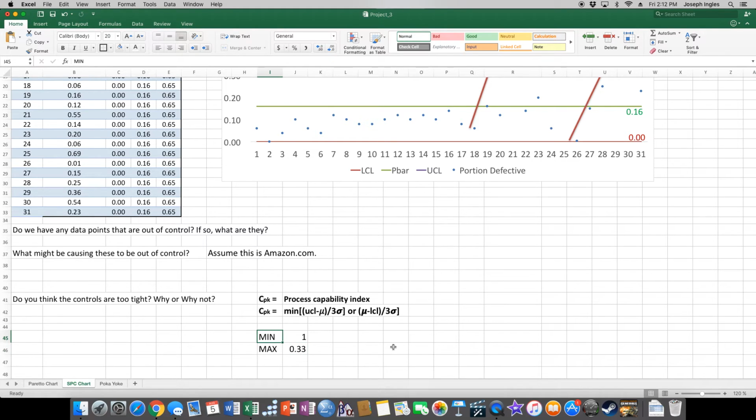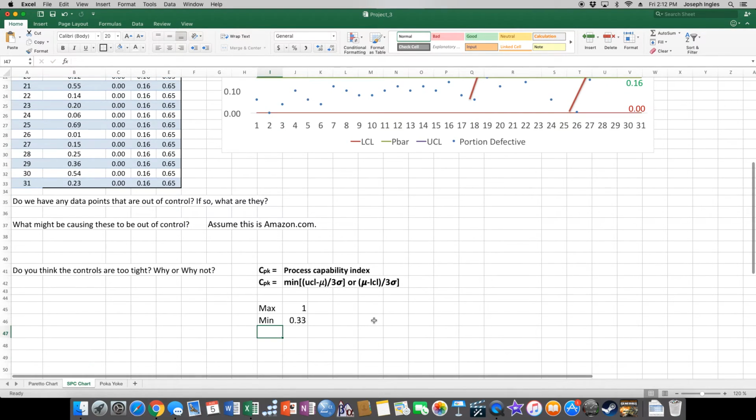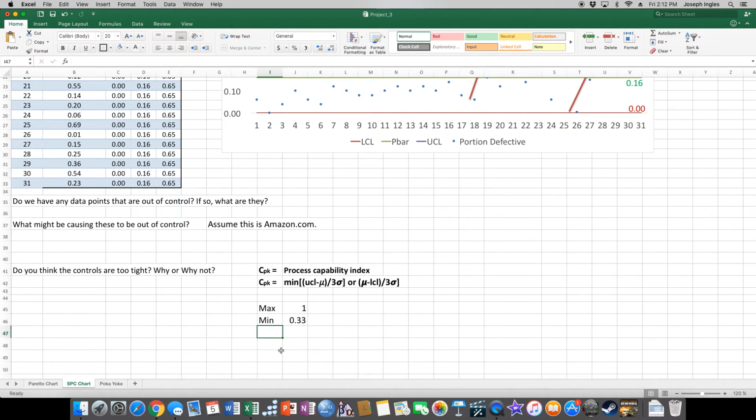Okay. Now I have these backwards. This is our max, our UCL, and this is my min. I apologize about that. Just fix that mistake. What we want to do now is find the minimum of those two numbers. So we're going to say our CPK, I'll do it this way. All right, copy that, paste that down there. So our CPK is going to be equal to the min of these two numbers.